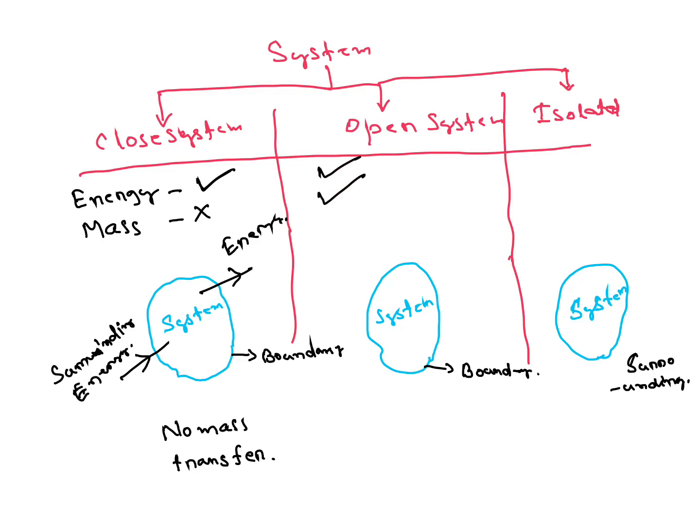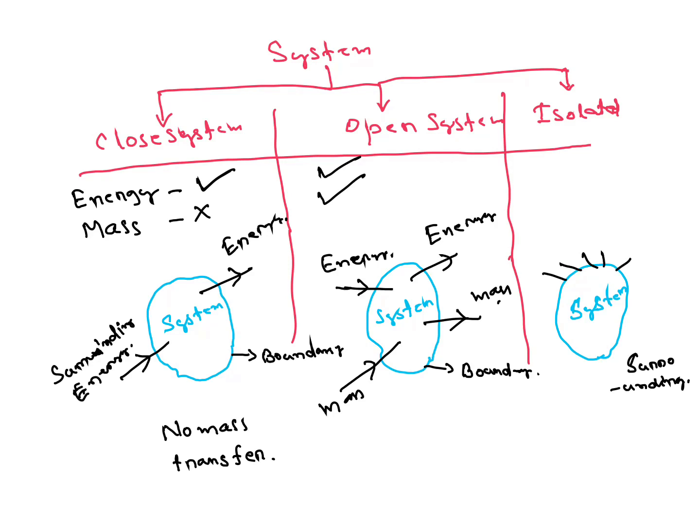This is energy. Energy can enter the system from the surrounding, or energy can go outside from the system to the surrounding. Mass also can enter and can go out. This is for an open system. And for an isolated system, this is the isolated system. Energy cannot go outside, mass also cannot go outside.